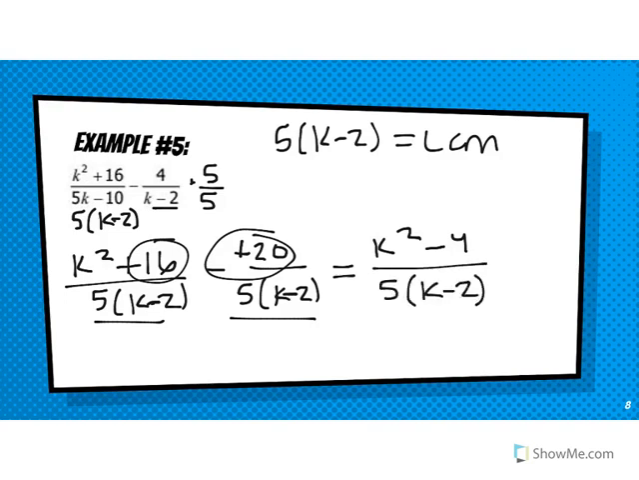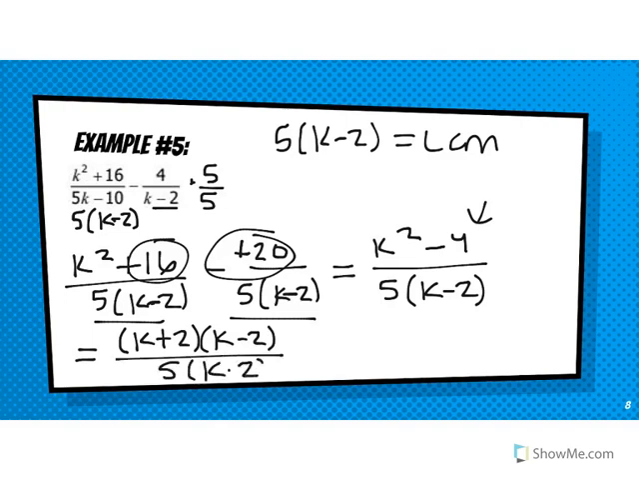You want to leave that factor because then it will actually help us when we go to factor this numerator now. In our numerator, we now have a difference of squares, so I have a k plus 2 and a k minus 2. You're going to go ahead and divide that by our LCM, our denominator there, and we see that we get to cancel those out, so our final rational expression is k plus 2 divided by 5.